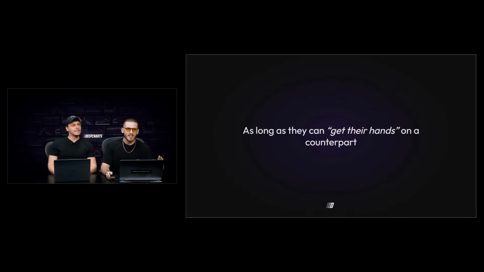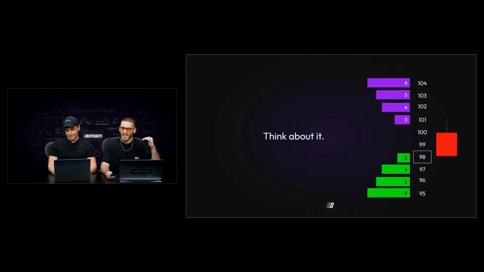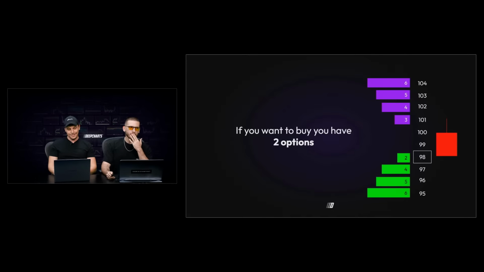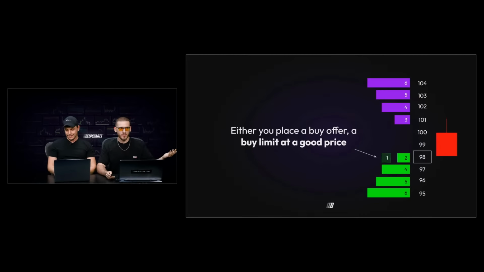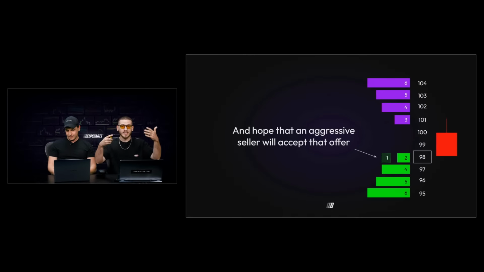As long as they can get their hands on the counterpart. This is the crucial point. They move because someone is willing to pay a higher price to get their hands on a counterpart. So think about it. If you want to buy, you have two options, right? You can either put a buy offer, you place a buy limit at 98, which is a good price, and hope that an aggressive seller will accept that offer.